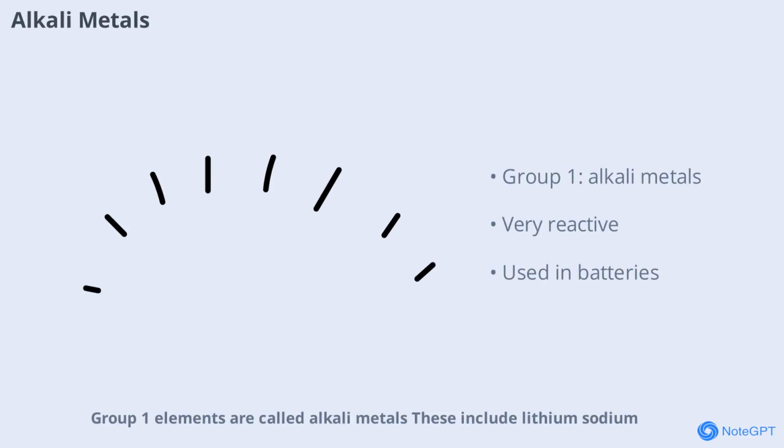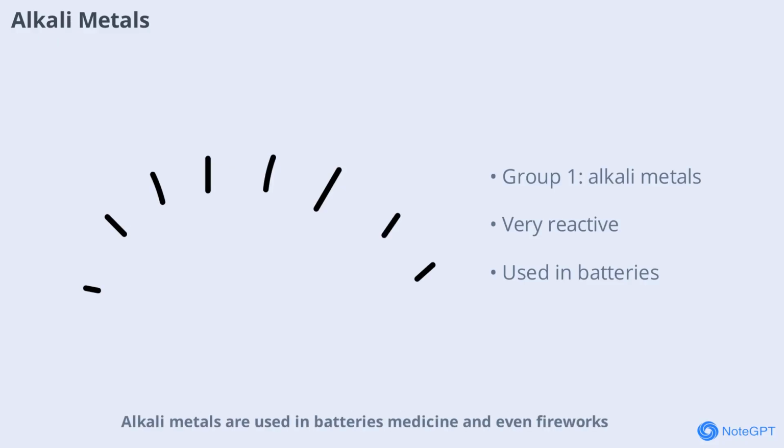Group 1 elements are called alkali metals. These include lithium, sodium, potassium, and others. They're soft, silvery metals that react explosively with water. Because they have just 1 electron in their outer shell, they're eager to lose it and form positive ions. Alkali metals are used in batteries, medicine, and even fireworks. Their high reactivity means they're always stored under oil or in special containers.